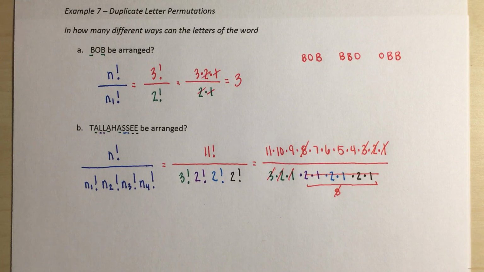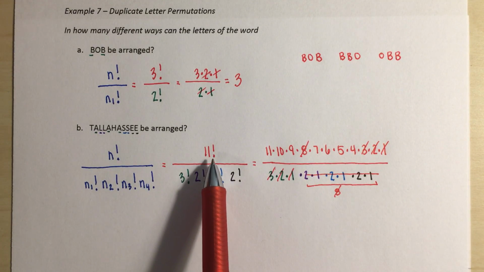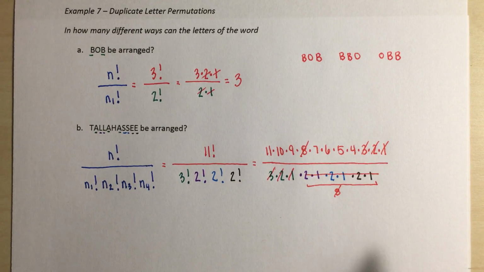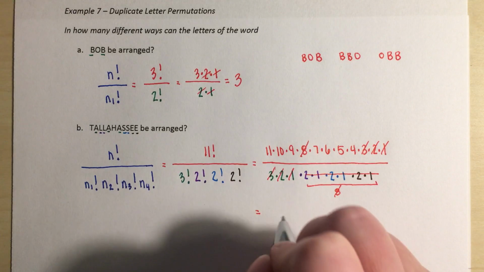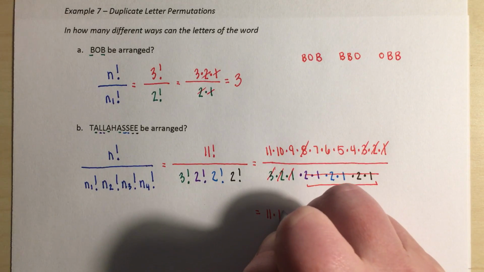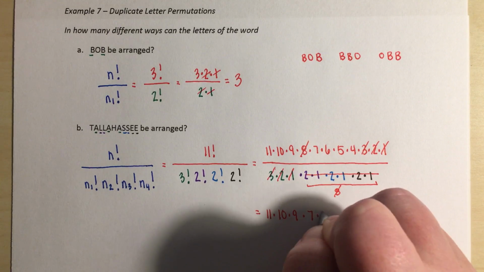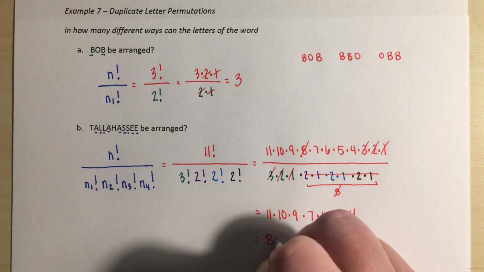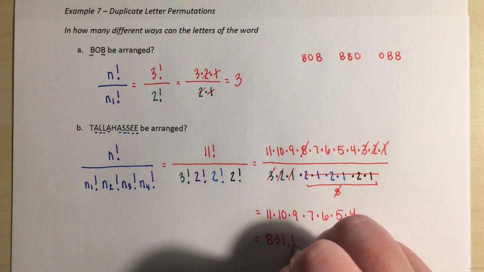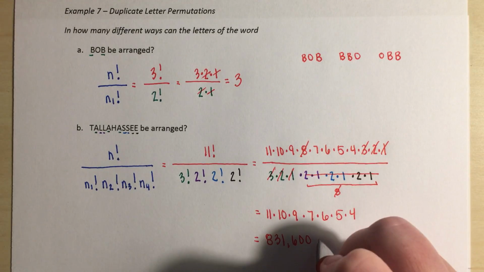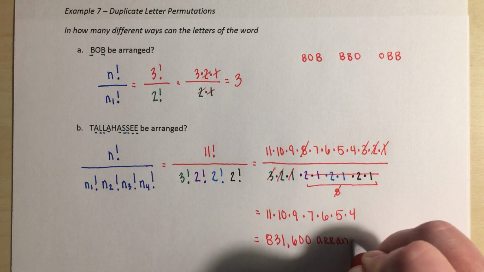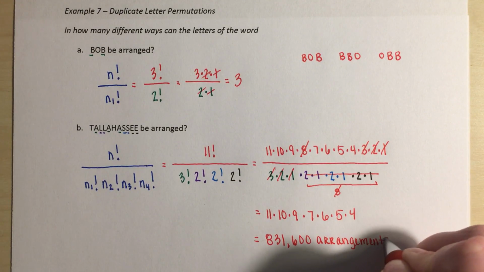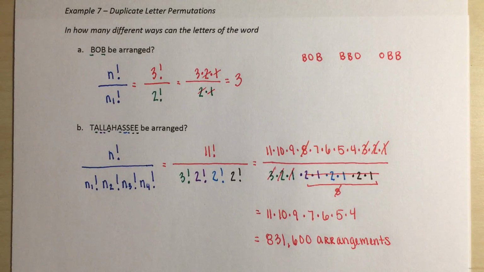Again, you don't have to do this the long way. Feel free to use your calculator. Figure out what 11 factorial is, and then your 3 factorial and 2 factorials. This is going to give us, if we just shorten it to 11 times 10 times 9 times 7 times 6 times 5 times 4, 831,600 possible arrangements. So when you're dealing with duplicate letter permutations, just remember that your top number should be the total, and then you're dividing it by anything that is being repeated.